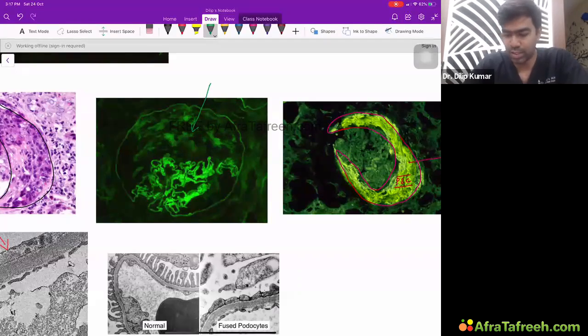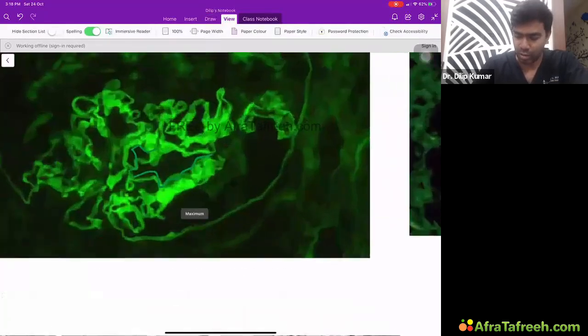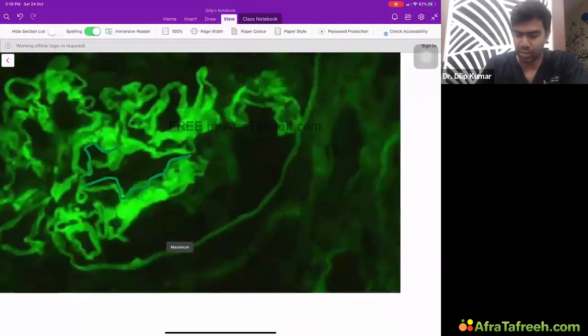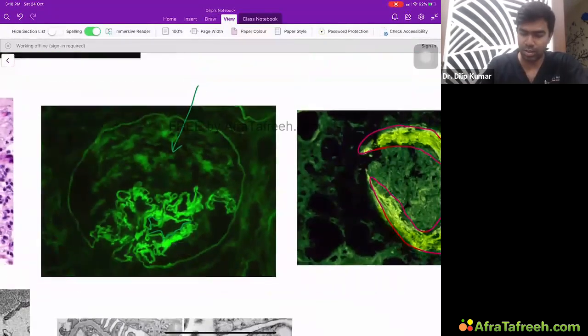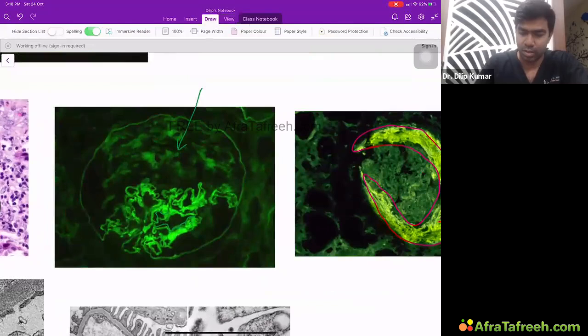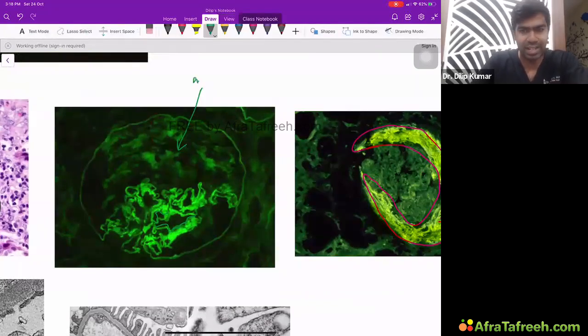In immunofluorescence you see this kind of lesion. This is a linear staining pattern that you see here. Even if you zoom in, I don't think in high power you will see any sort of granularity here. It is absolutely non-granular. It is smooth linear deposits which is associated with the crescent. So of course this is anti-GBM antibody disease. Smooth linear deposits, anti-GBM antibody.